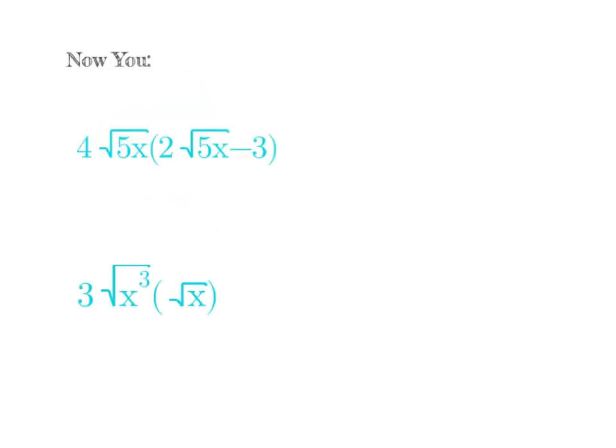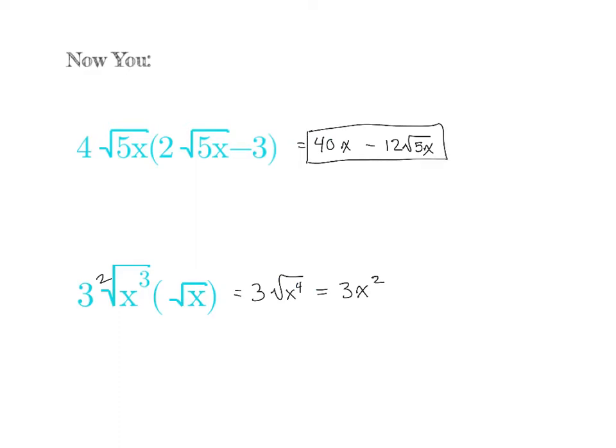Okay, so again, here are problems. Pause here and then double check your work with what will pop up. So again, pause at this moment. So on the first problem, it was pretty easy. Same thing that we've done, 40x minus 12 square root of 5x.